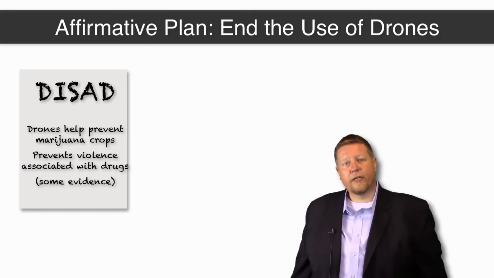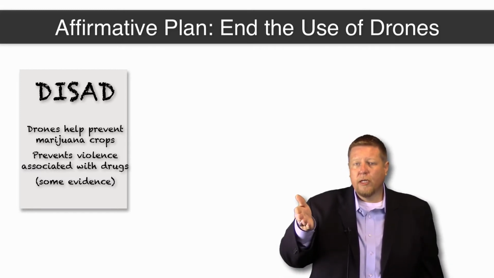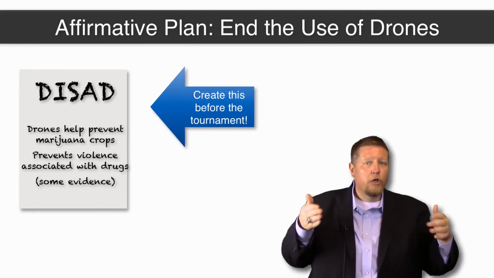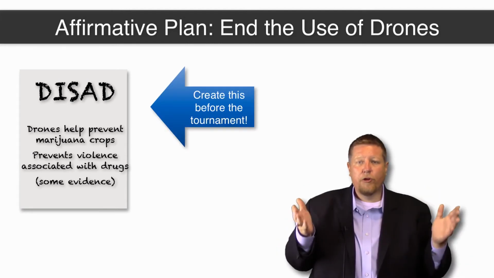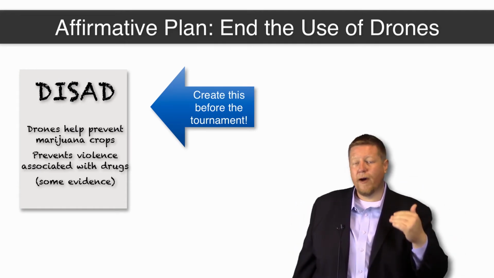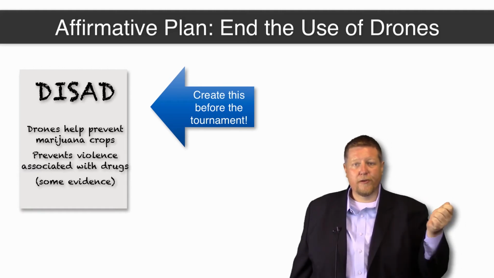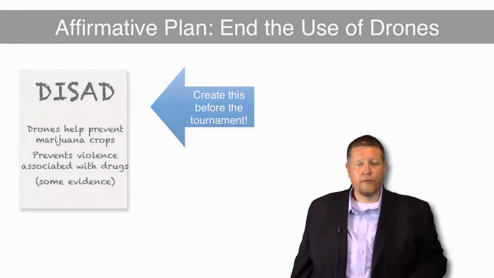You don't even need to know the exact details of the affirmative case to make this a disadvantage. They want to end drones, and you can show that drones are good, so you create the disadvantage before you even get to the tournament. You can put the 3 or 4 necessary pieces of evidence together in one file and save it on your laptop or file it in your box. It only takes about 5 seconds to find the file and add it to your speech.